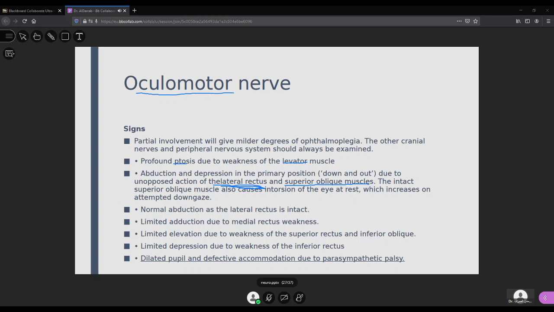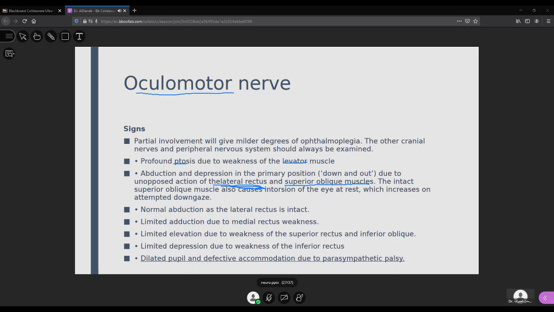The intact superior oblique muscle also causes intorsion of the eye at rest, which increases on attempted depression. Normal abduction, because the lateral rectus is fine. Limited adduction because the medial rectus is weakened. Limited elevation due to the superior rectus and inferior oblique. Limited depression because the inferior rectus is damaged. Dilated pupil and defective accommodation due to parasympathetic involvement.